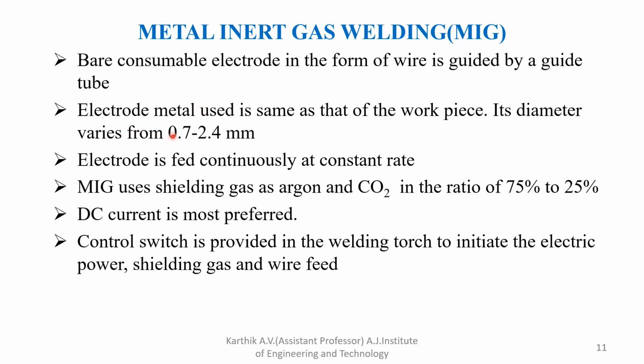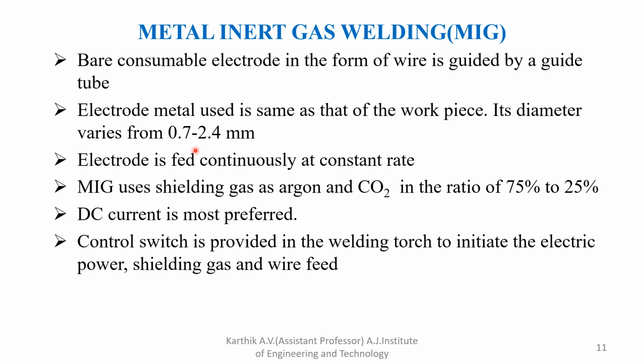The electrode is fed continuously at a constant rate with the help of the feed roller. With the help of the feed roller, we can constantly supply the consumable electrode. MIG uses shielding gases: argon gas or CO2 gas is supplied, and it acts as a shield, in the ratio of 75% to 25%. DC current is most preferred.